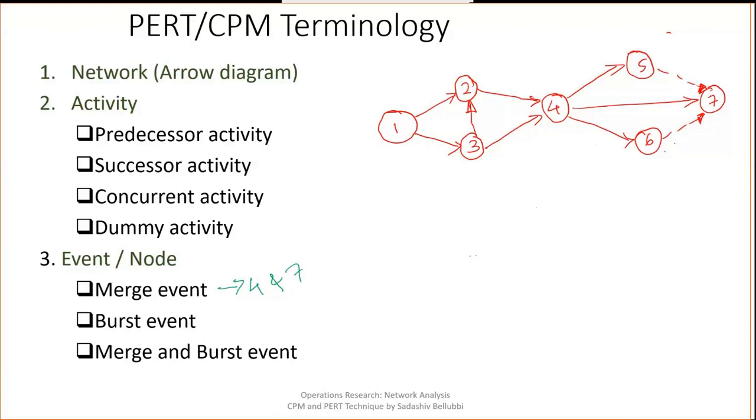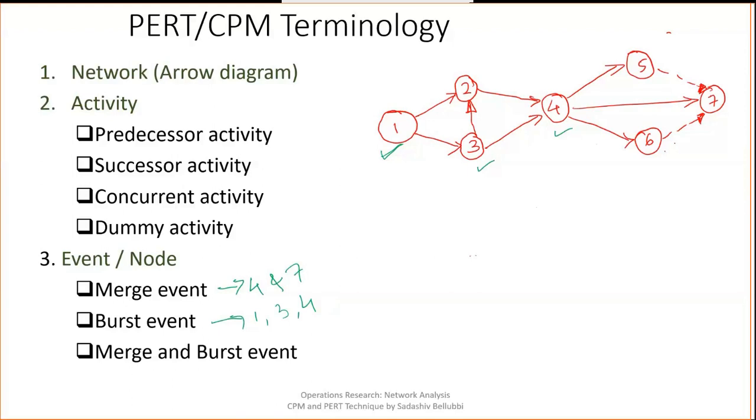In the figure we can see that from node 1 there are 2 activities bursting, from 3 it is again 2, and from 4 as well. So it means that the burst events are 1, 3 and 4. These 3 are the burst events. And the last one is a merge and burst event.